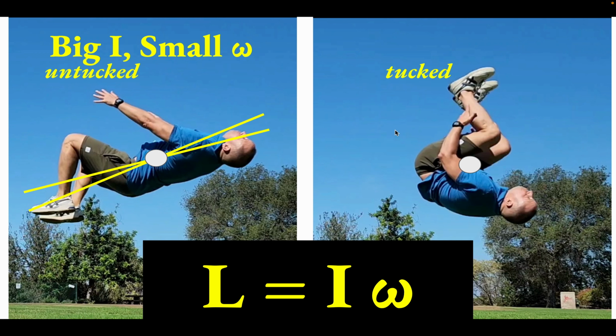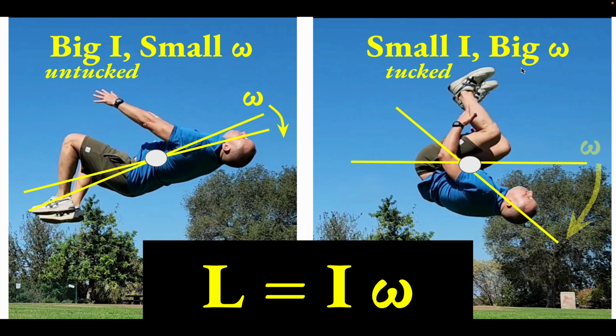On the right, though, I'm more tucked. I've reduced what's called my moment of inertia. So I have a small moment of inertia, and what we saw when we flashed through the film was I had a much larger rate of rotation, or a much larger omega. And again, that simply comes from what's called conservation of angular momentum.